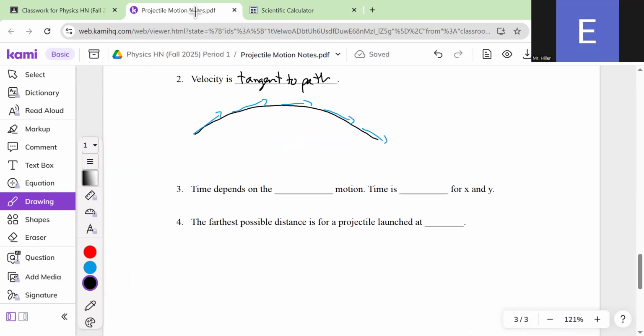Time depends on the vertical motion, and time is the same for this. Time depends on the vertical motion because Vy is V naught y minus gt. So the vertical motion and time are dependent on each other. And the farthest possible distance for any projectile would be a 45-degree angle, halfway to a right angle.